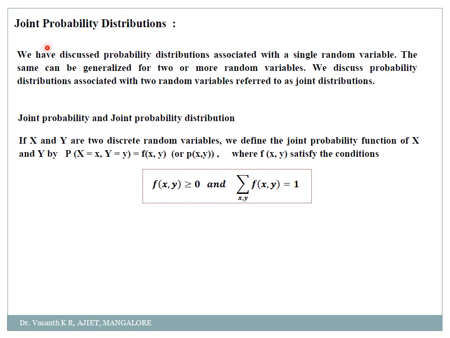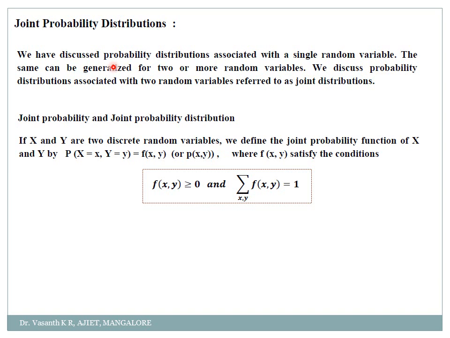So what is the joint probability distribution? Earlier we had discussed probability distribution associated with a single variable, correct? We used to find only probability of x, something like that. It was a single variable, correct? The same can be generalized for two or more random variables. Instead of going for a single variable, we can also go for more than one variable. This is what we discuss in joint probability distribution.